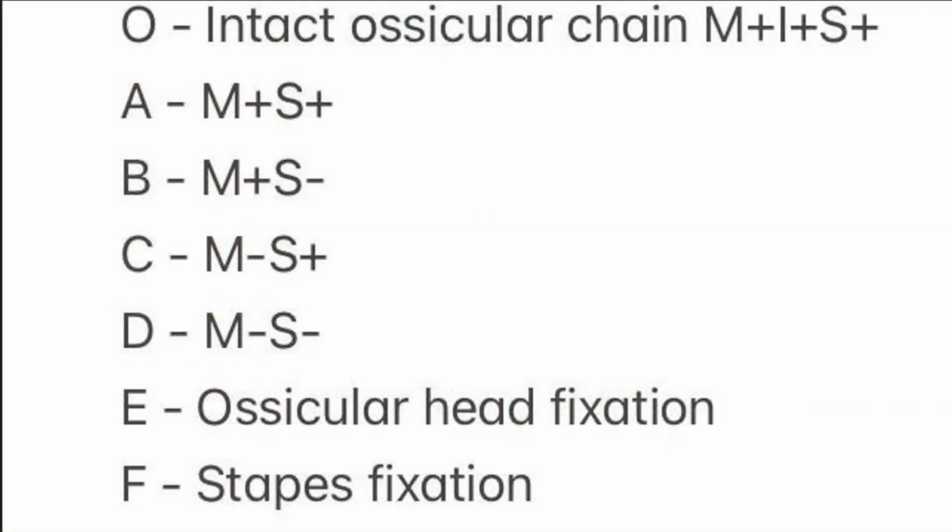This is the picture. So class O is where you have an intact ossicular chain, M plus, I plus, S plus. Class A is where malleus is there, stapes is there, incus is not there. Class B is where malleus is there, incus is not there, stapes is not there. Class C is where malleus is not there, incus is not there, but stapes is there. And class D is where malleus, incus and stapes superstructure, all of them are not there. Class E is where there is ossicular head fixation. Of the ossicular chain, only one structure has a head, that is malleus. And class F is stapes fixation, more specifically footplate fixation.